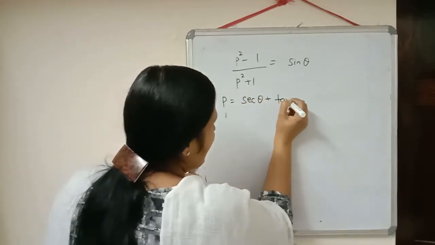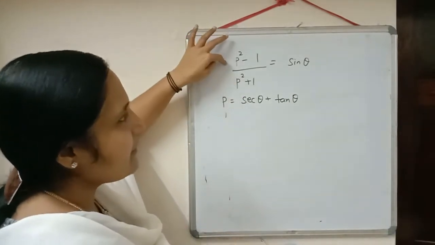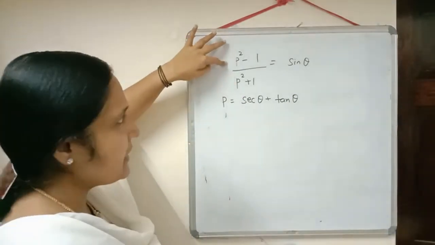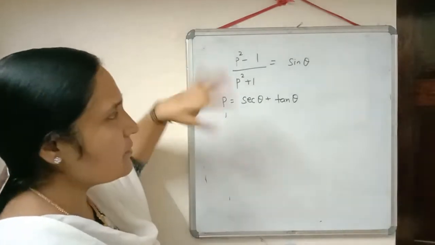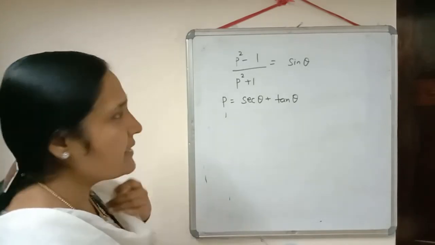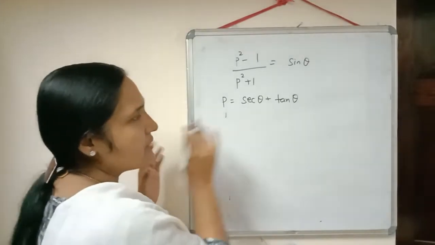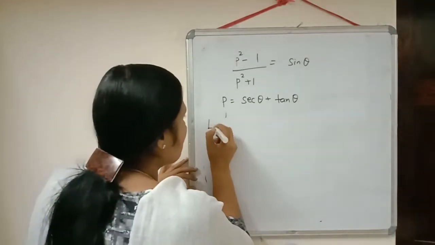If identities are clear to you, directly you can substitute sec theta plus tan theta in place of p. Otherwise, you can change it in terms of sin and cos. So both the methods I will explain. Which one is easy for you, that you can take there. Okay. So first I am not changing anything. Directly I am substituting the value. Let us check what will come.